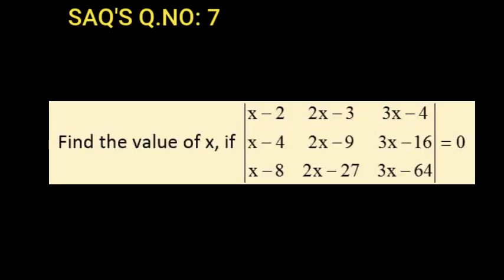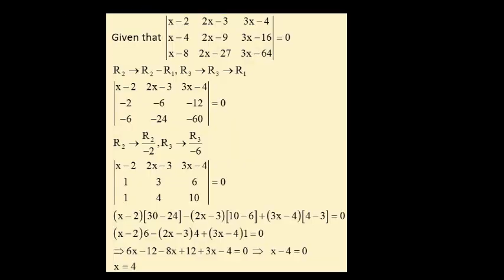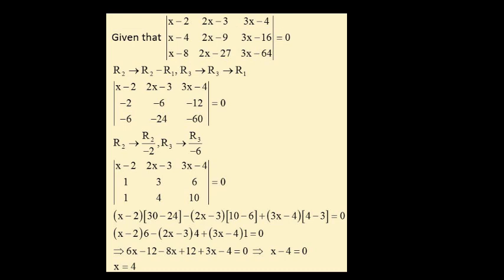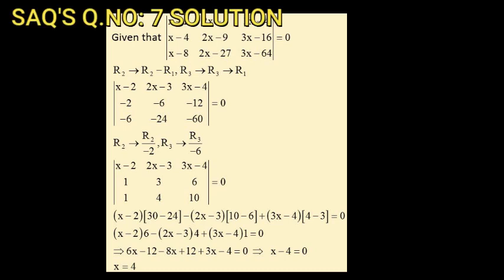Next one is, find the value of x if the determinant with first row x minus 2, 2x minus 3, 3x minus 4, second row x minus 4, 2x minus 9, 3x minus 16, and third row x minus 8, 2x minus 27, 3x minus 64 is equal to 0. By using the determinant expansion, we find this value, that is, the value of x. Here, for simplification, we use row or column operations. Each element in each row is the sum or difference of two elements.